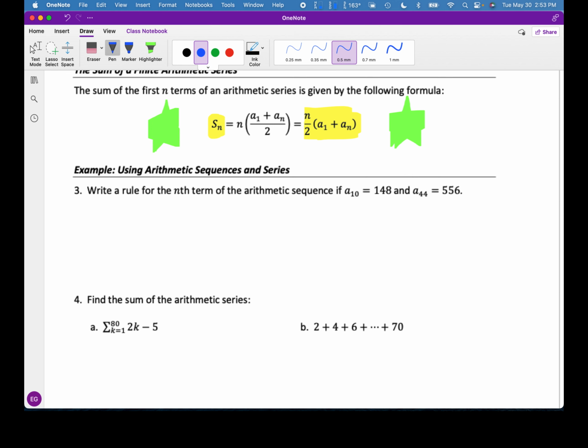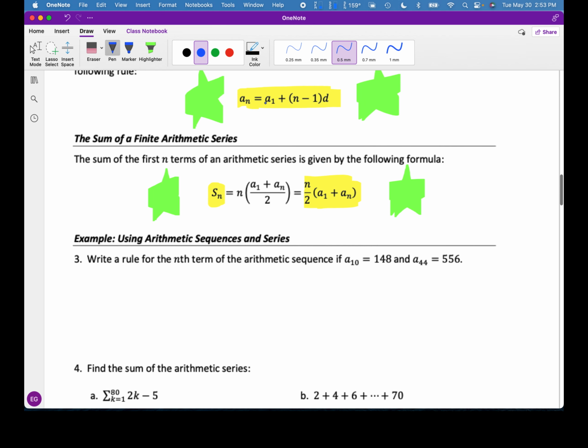So write a rule for the nth term of the arithmetic sequence if blah, blah, blah, and blah, blah, blah. So there's two ways to solve this one. One is to use a system, but either way, we're talking about individual terms right now and the rule, which is going to be this big equation up here. So I'm going to plug things into that. So I'm going to have 148 equals A1, which I don't know. This is saying that n equals 10 when an equals 148. So I'm going to do 10 as my n value, and I don't know the common difference.